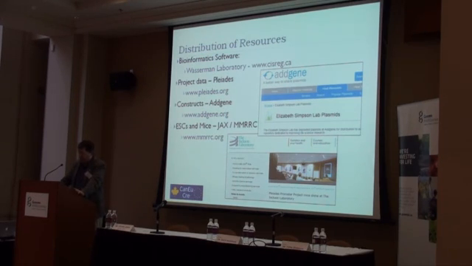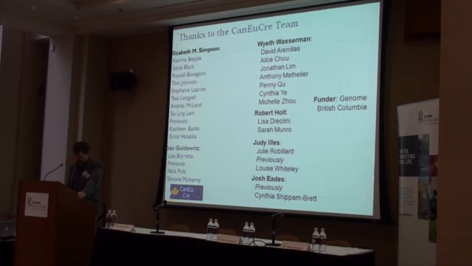For the constructs, they're available from Addgene. So if you want the DNA constructs that we've been working with, you can obtain them from there. And for the ES cells and the mice that have been produced in the project, they are available from the Jackson Labs and their cell population sources.